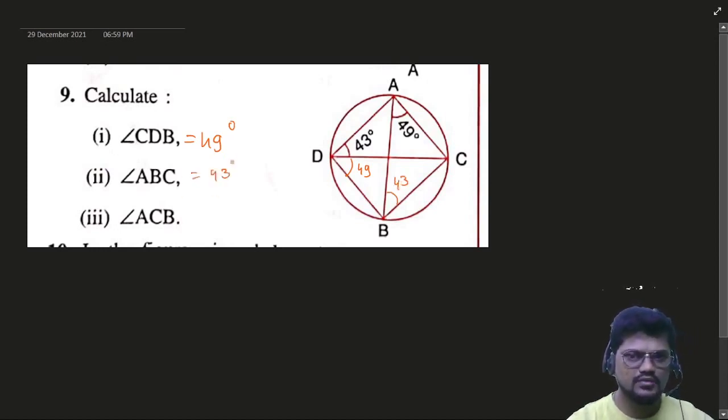After that, what is angle ACB? How will you find ACB? That's easy. Sum of interior angles of a triangle. If this is 43 and this is 49, this will be 180 minus 49 minus 43. Whatever the answer comes, that will be your angle ACB. Understood?